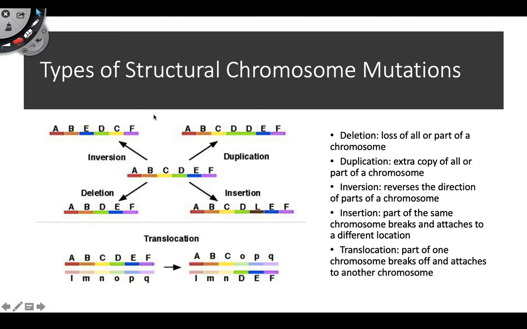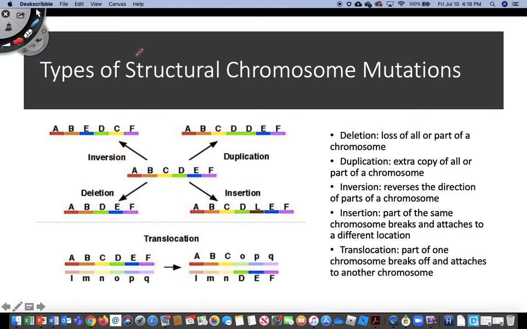All right, continuing. So there are different types of structural chromosomal mutations. So we're going to learn a few of them right now. So in your note taker, make sure you write down the definition for the different types of chromosome mutations. So let's look at the first one here. The first one is deletion. And in deletion, you have a loss of all or part of a chromosome.